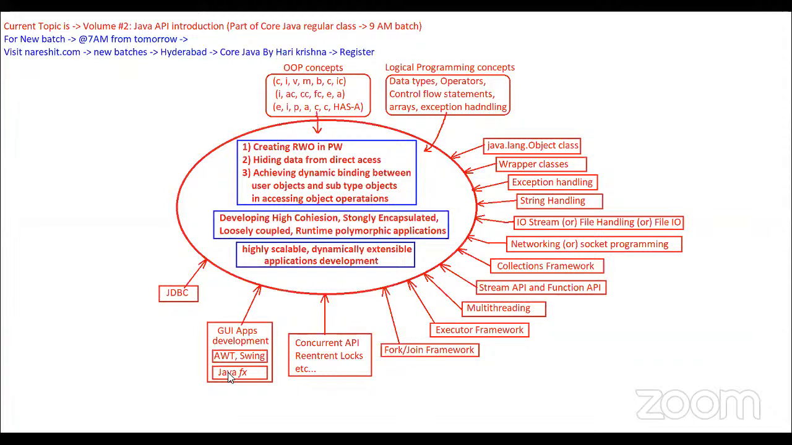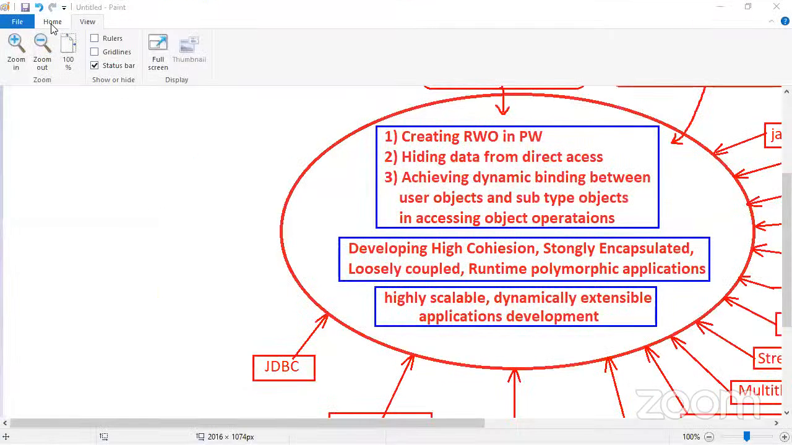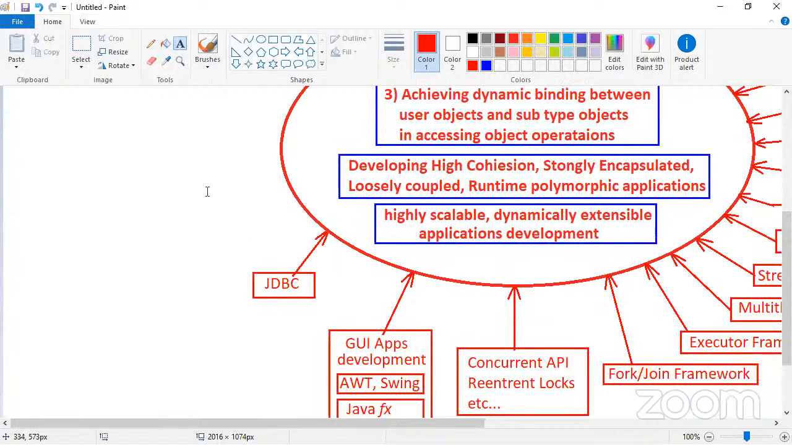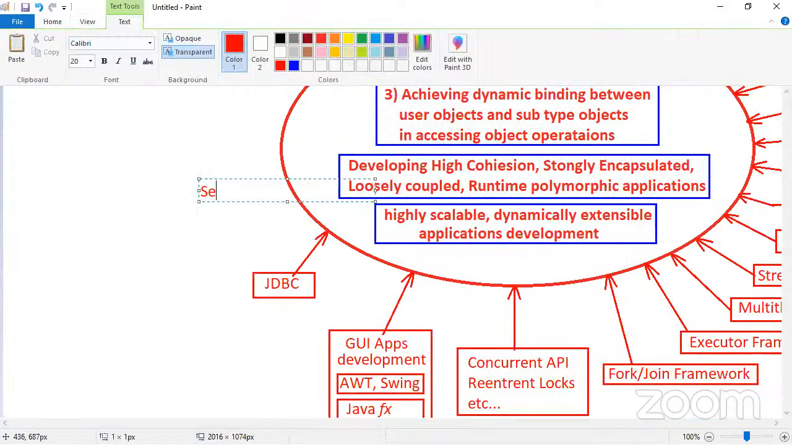AWT, Swing and JavaFX based applications are standalone applications. By using all these concepts, object oriented programming, logical programming, and all these concepts, you can develop only standalone applications. But my project wants to be an internet application. The project I develop must be accessible from the internet. Then what should I use?